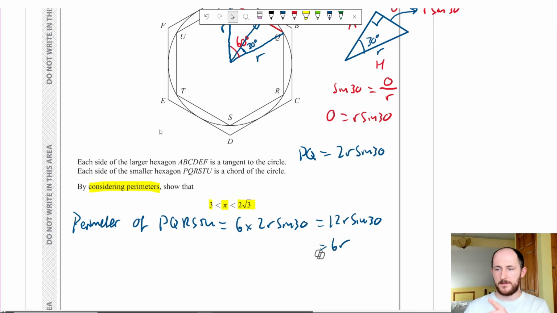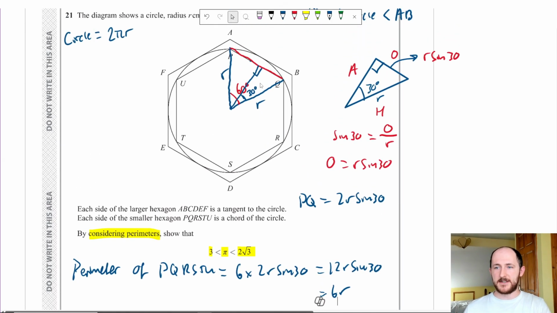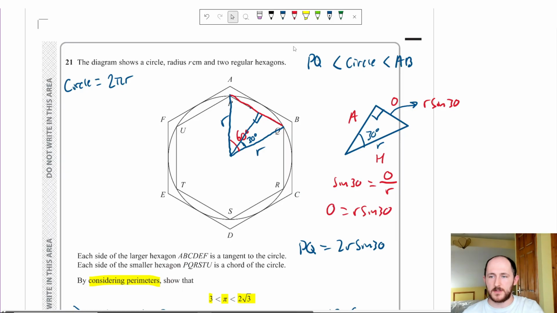Now, if you notice, do we do this now or shall I do it later? Okay, I can work out the lower value for pi. Actually, no, we'll do it later. Now we need to do the same thing for the bigger hexagon. So what I'm going to do is just erase everything that we've just done. However, I'm going to do something very, very similar.